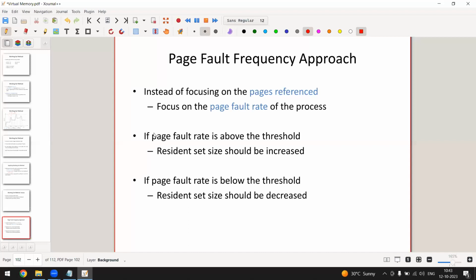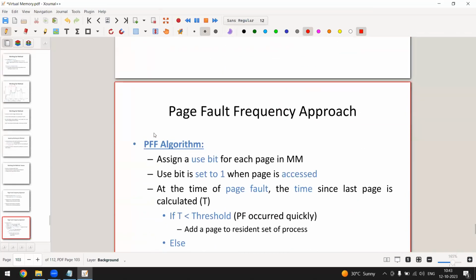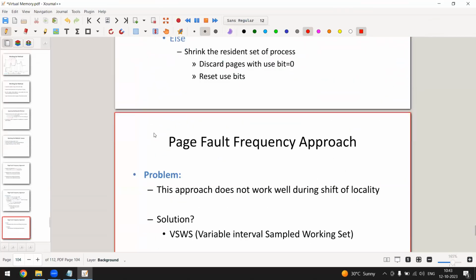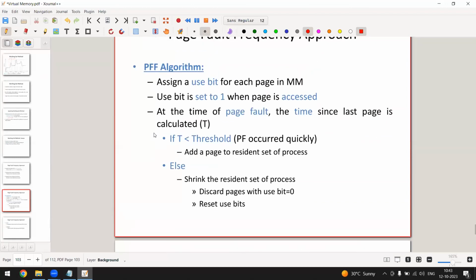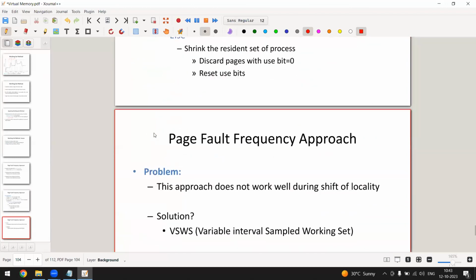Also, the other possibility is, if the page fault rate is below some threshold, then the residence set size should be decreased. It means that if some page is not generating page faults at all, then you can decrease the residence set size. So this is just an illustration of the page fault frequency algorithm.